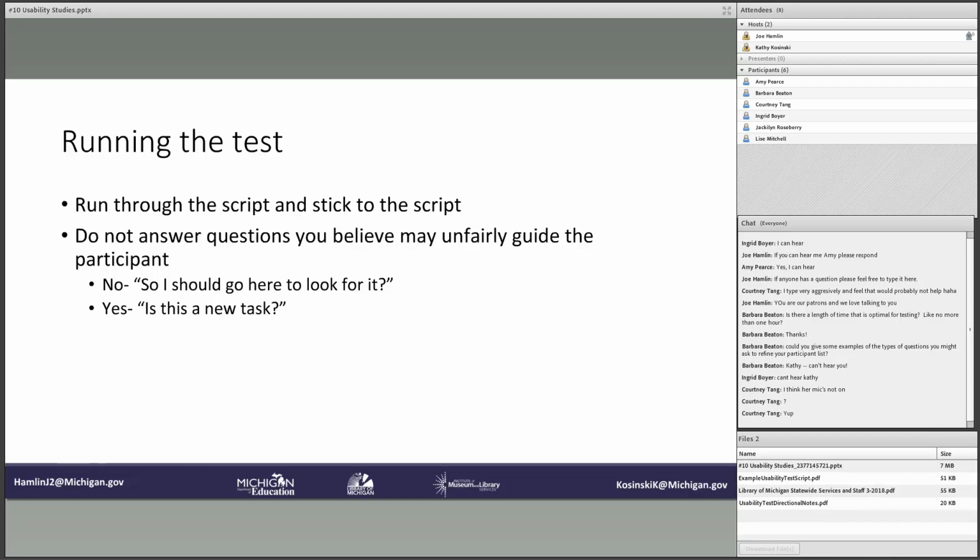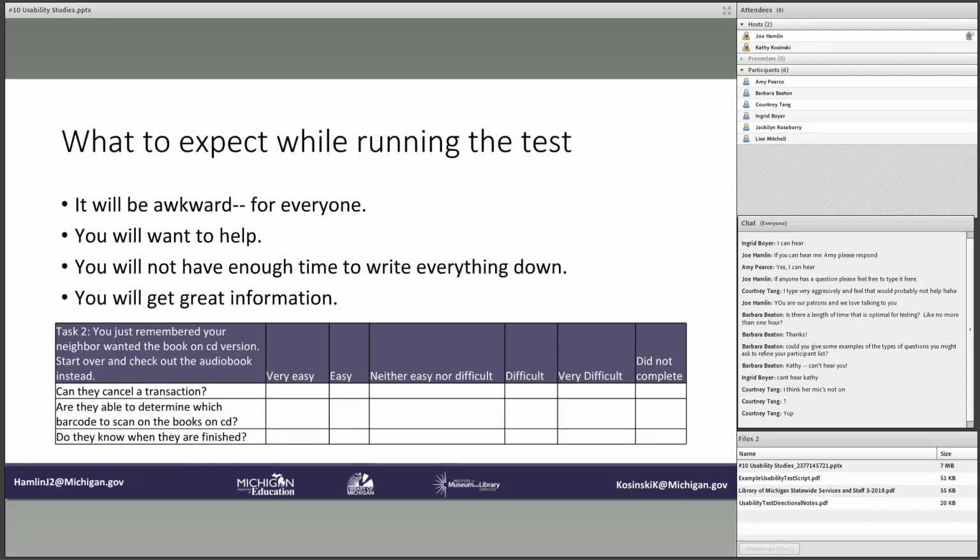So, should I go here to look for it? I've actually gotten that during a usability test, and that is not something we can answer. We need them to act as if we were not there. Another example is just clarifying where they are in the process, like, is this a new task? Things like that, you can answer.